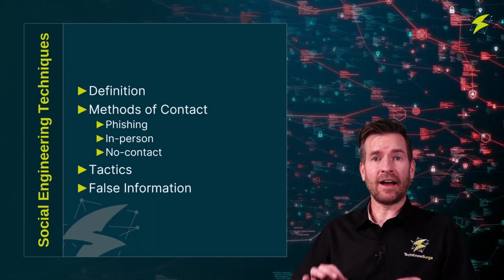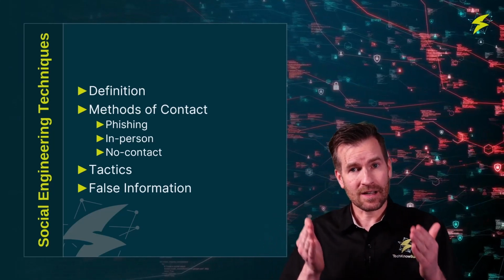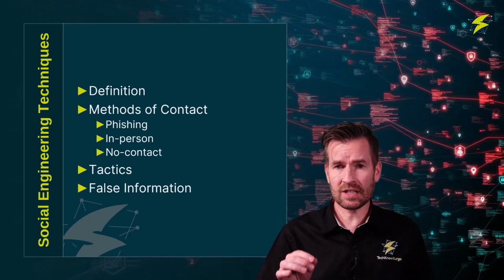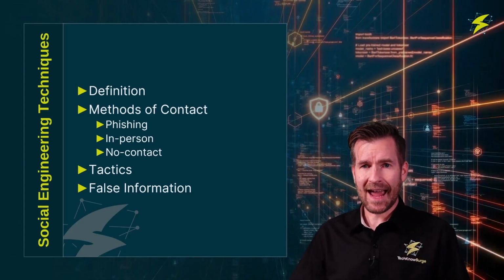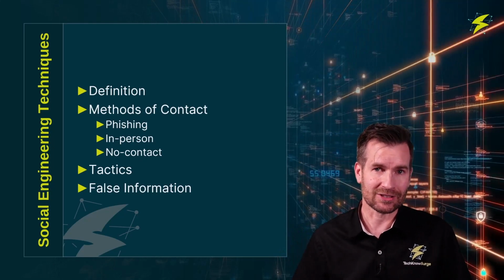We'll start out by defining what social engineering is. Then we're going to get into some methods of contact that a threat agent will use to include phishing, in-person, and no contact. Then we're going to get into some tactics that they'll use, and then we'll wrap things up by talking about false information.